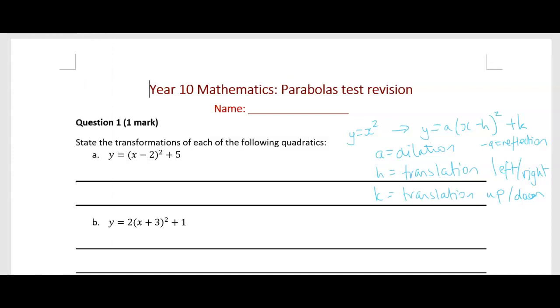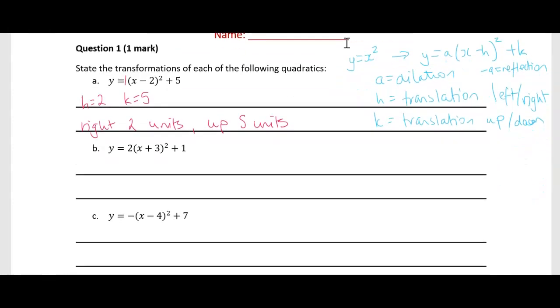I want to do a different color just to differentiate from those notes. So we do have a value of H, which is 2, and a value of K is 5. Now in this case, A is just 1. Now when A is 1, you're not being dilated. So if you multiply something by 1, it stays the same. There's no dilation factor here. So the 2 means we've shifted to the right 2 units, and we've gone up 5 units. All right, let's move on to the next one.